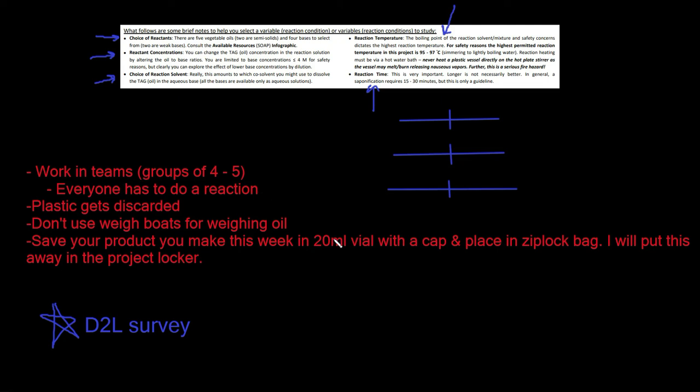All the plastic that you use is going to get discarded because we're going to be putting oil in them, and it's kind of hard to clean it out with all the ethanol that we have. We can do it, but it's going to cost too much ethanol, so it's actually cheaper just to throw away the plastic. I know, save the whales, right? Don't use weigh boats for weighing oil. This is in one of your infographics. The reason you don't want to do that is because the weigh boats don't have enough volume for the amount of oil that you need to weigh. So you're going to want to weigh it in the centrifuge tube.